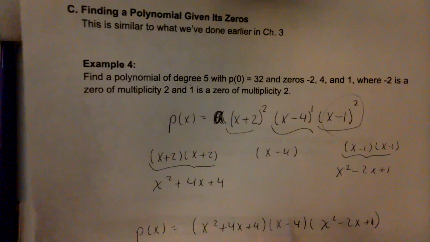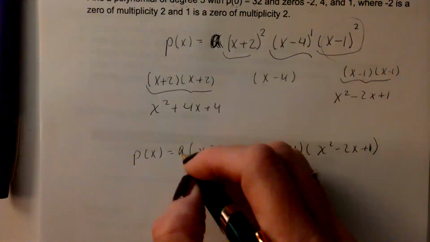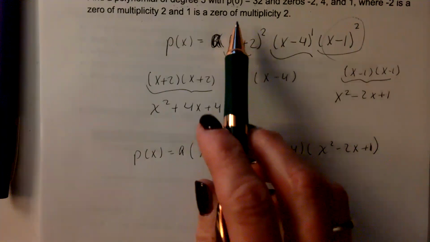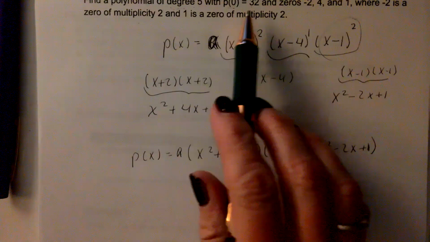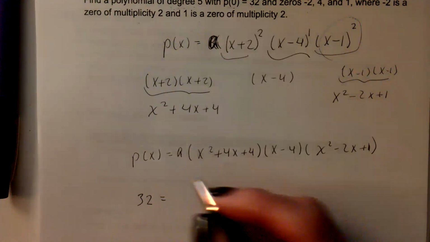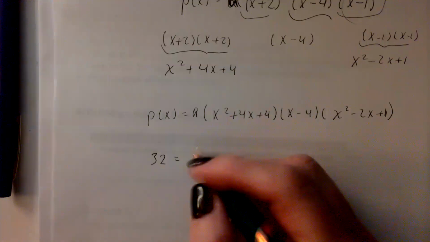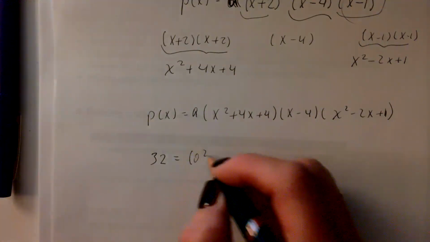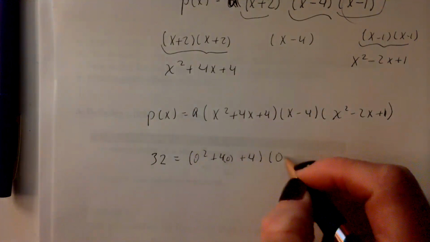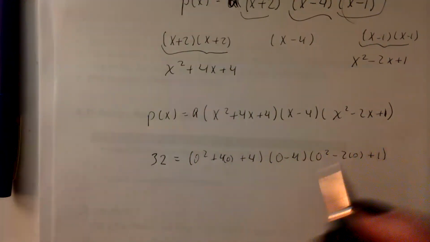Now we don't really need to multiply it all out. We have this a here, but we know that when x is 0, the outcome is 32. So let's just pretend a equals 1, and we're going to do the bare minimum case here. So if x is 0, then we have 0 squared plus 4 times 0 plus 4, times 0 minus 4, times 0 squared minus 2 times 0 plus 1.